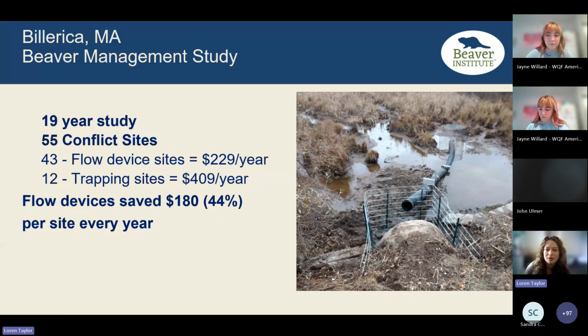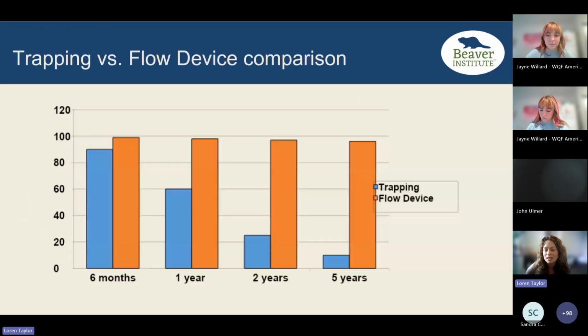All right, so several years ago, there was a beaver management study that took a look at how flow devices are the most cost-effective way to provide long-term solutions for beaver flooding. They took a look at 19 different sites and determined that flow devices save $180 per site every year. That same study, where it was looking at flow devices compared to trapping, these are the success rates for flow devices and trapping. You can see that over time, trapping success rates do decrease and flow device sites remain stable.